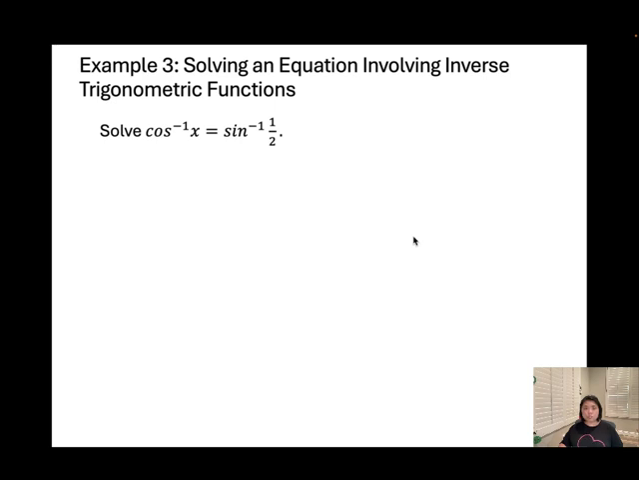Example 3, solving an equation involving inverse trigonometric functions. This time we do have inverse functions on both sides. We have a cosine and also the sine. I'm looking for the x in here, and we have the inverse sine of 1/2. So let this equal u. Inverse sine of 1/2 equals u. We just make up another variable. And then sine u will be equal to 1/2.